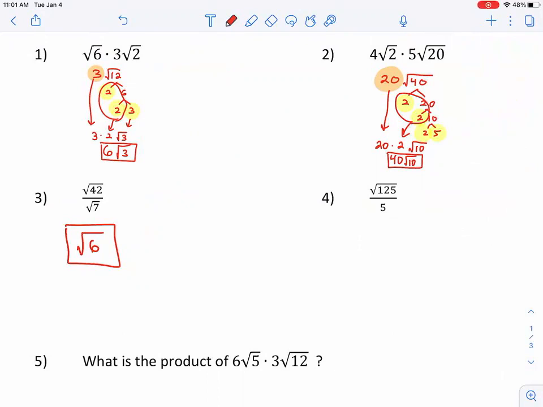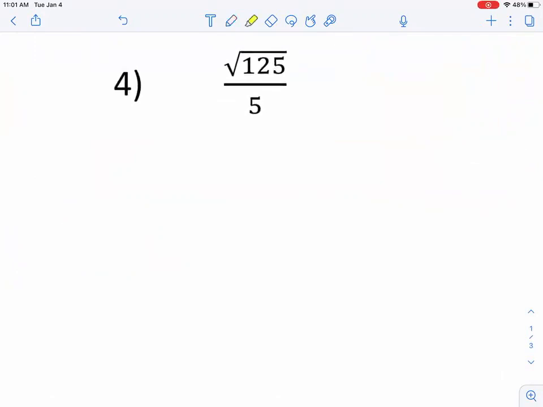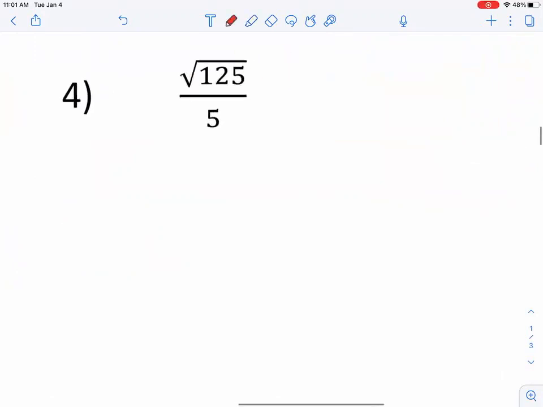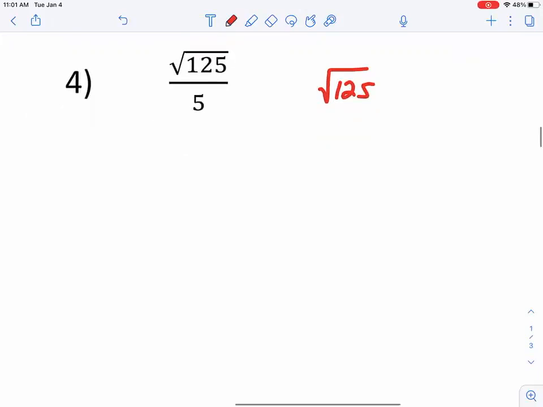On number 4, we can't do that because the 5 is not underneath the square root. So I can't just divide 125 by 5. So in that case, I'm going to do the square root of 125 first, like we were doing before. So I'm going to write that off to the side. I'm going to do a factor tree for just the top.